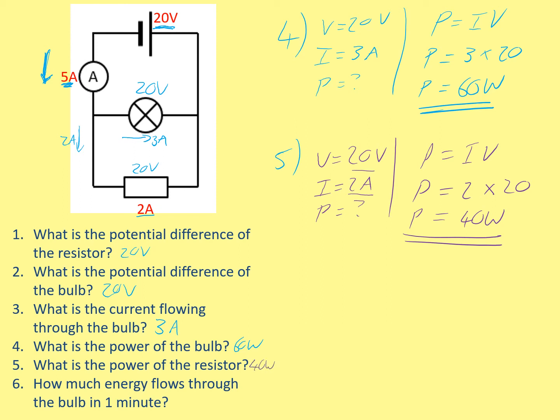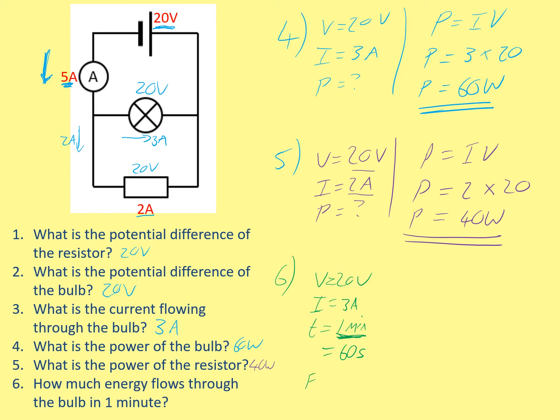Last one we're going to write in green, question 6. How much energy flows through the bulb in a minute? What do I know about the bulb? I know that the potential difference is 20 volts. I know the current is 3 amps. And the time is 1 minute. But alarm bells are ringing right now because 1 minute is not right. We can't have minutes, not in physics. So I've got to straight away turn it into 60 seconds. And that's okay.